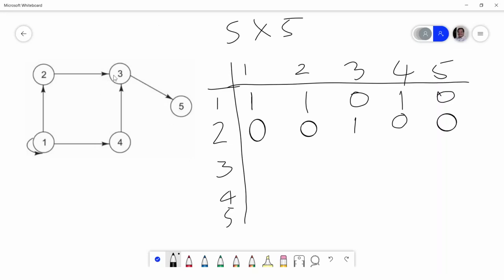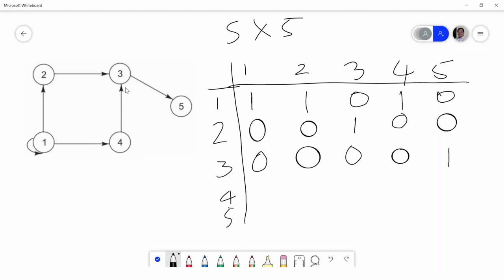Next, 3 to 1, no, write 0. 3 to 2: actually, 2 to 3 you have, but 3 to 2 you don't have, so you write 0. 3 to 3, no, put 0. 3 to 4: actually, 4 to 3 is there, but in the reverse direction it is not there, so you write 0. Next, 3 to 5, yes, you have it. Write 1.